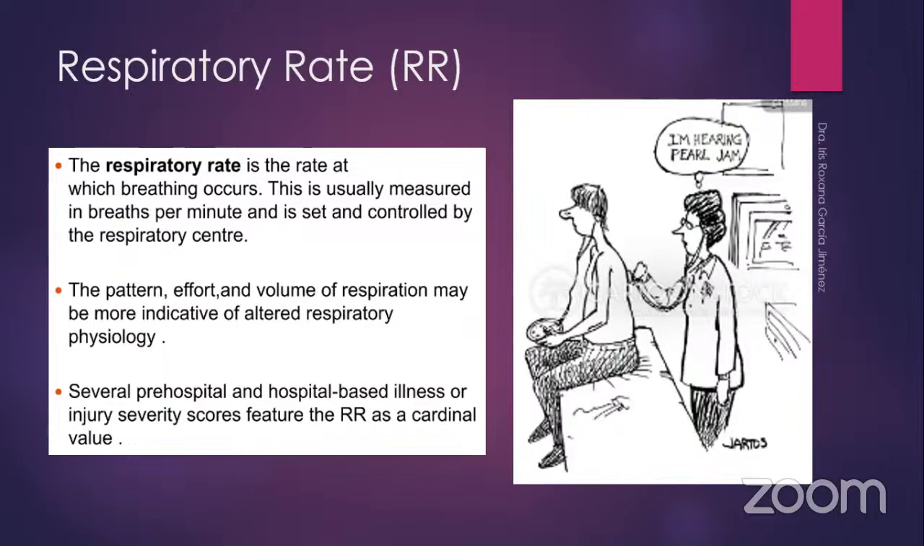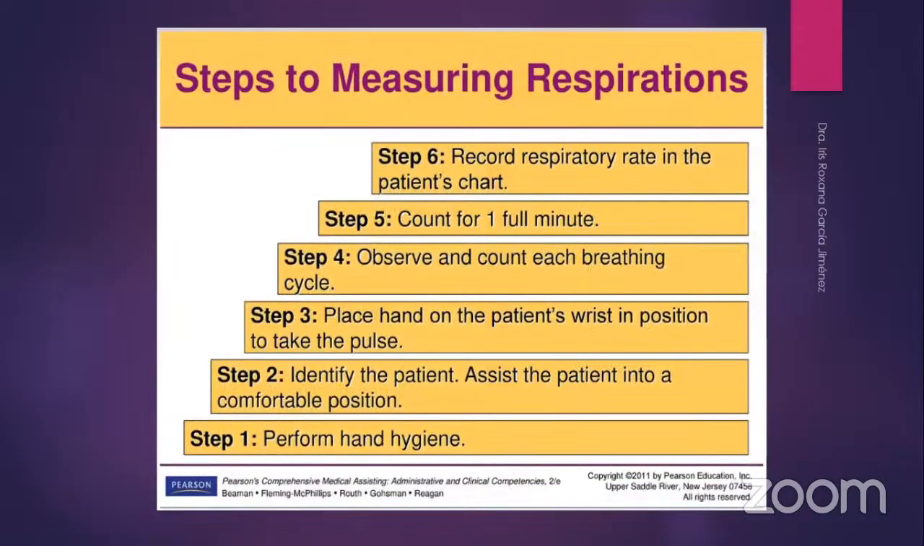Several pre-hospital and hospital-based illness or injury severity scores feature the respiratory rate as a cardinal value. We all have this idea. We have some charts with respiratory patterns. Check all of that information. It's very important, and check the way we use these expressions while talking to patients and explaining how the respiratory rate is working. We all know that pathological patterns of respiratory rate have a specific name, and according to that situation, we have some specific pathologies. That's why our job is sometimes easy, right?